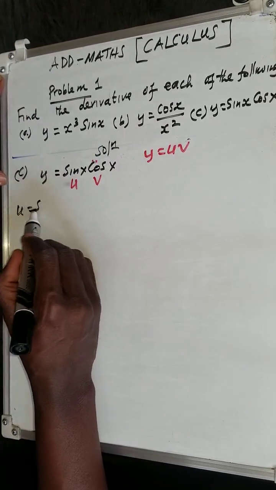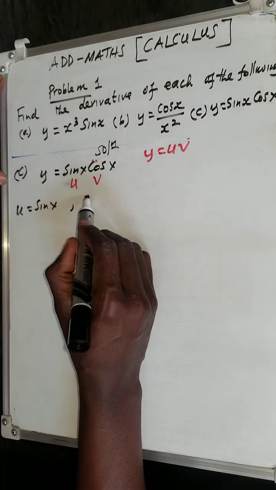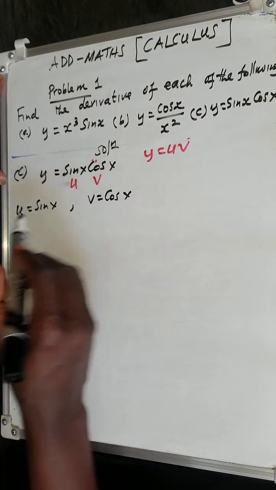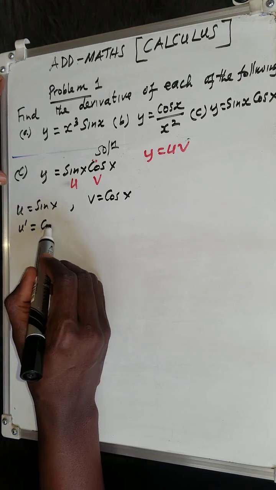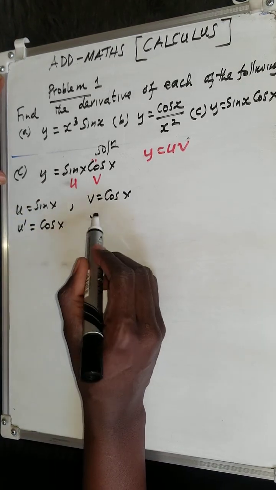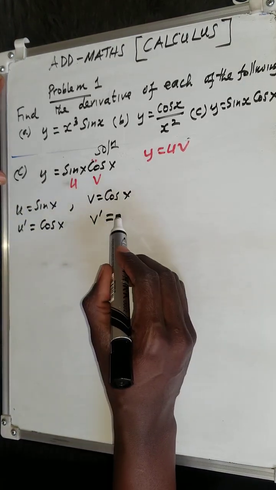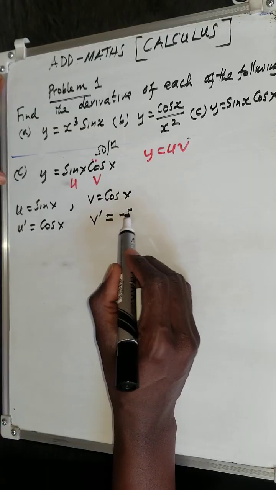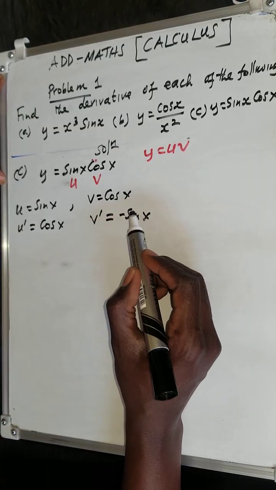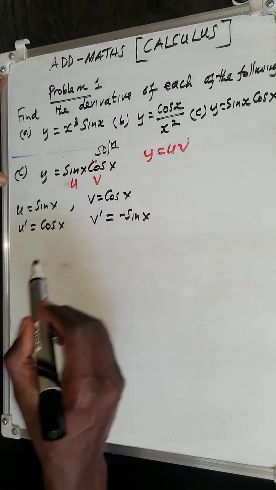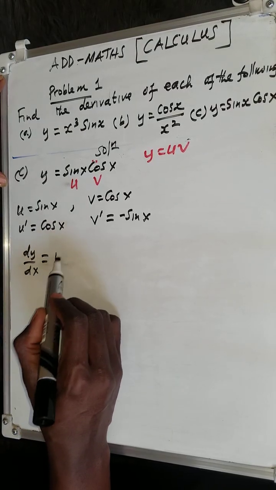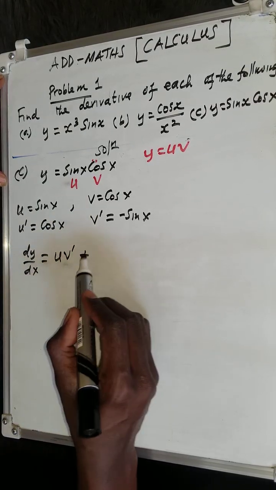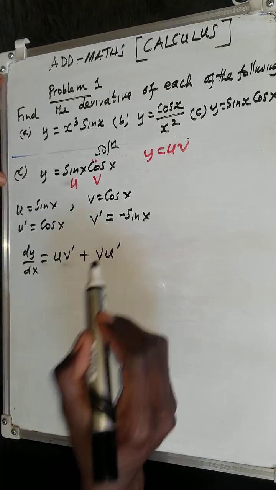So u is equal to sine x, and my v is equal to cos x. Remember, the derivative of sine will give us cos x, and the derivative of cos will give us negative sine x. That is what you need to remember. Since it's a product, dy over dx will be equal to u times the derivative of v, plus v times the derivative of u.